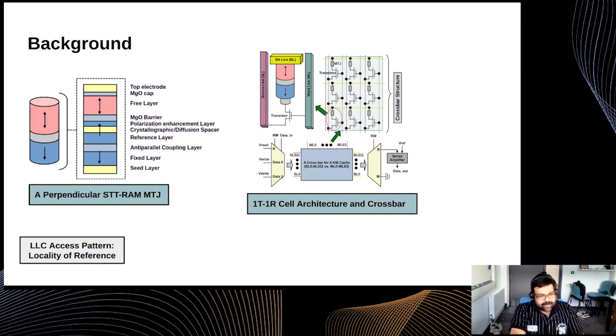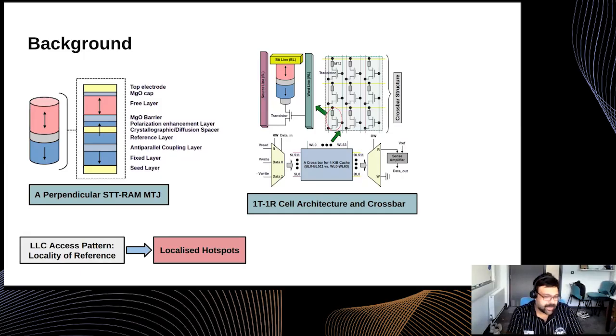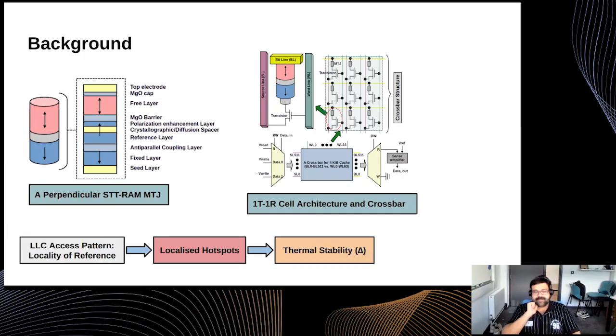Now this locality of reference implies that some particular places in the cache will have high power density because of the access, and they will come up with some kind of hotspot. This is called a localized hotspot, and this hotspot will degrade the thermal stability. As I mentioned earlier, if you have high temperature, you're going to lose some kind of performance or some kind of non-volatile properties.